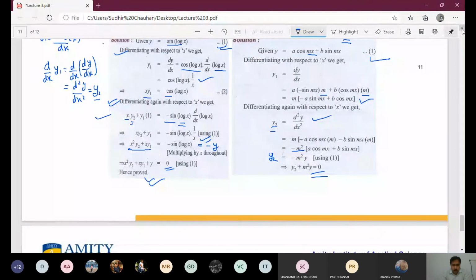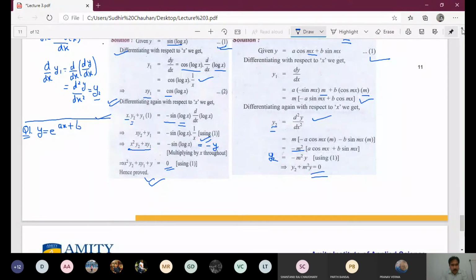So let us take some questions. Here we can write, otherwise we can take a new sheet. Suppose y is equal to e raised to power ax plus b. That is the question, question number 1. Now, is it a differentiable function?